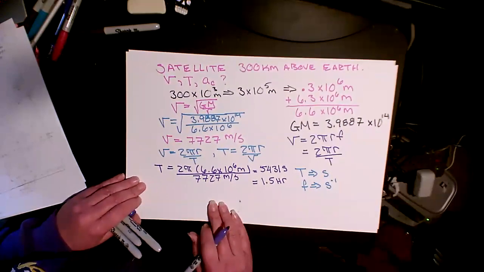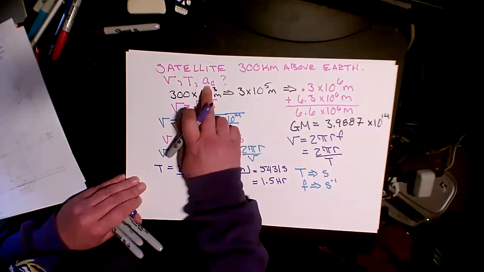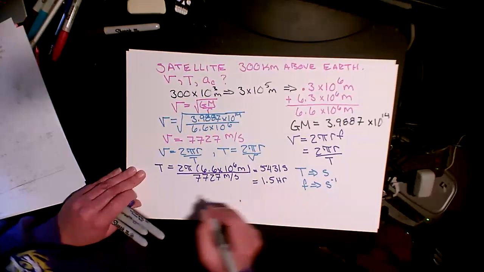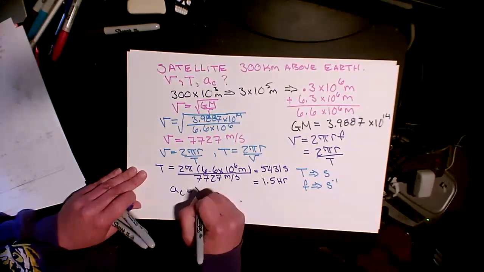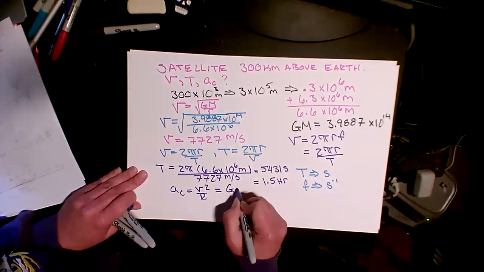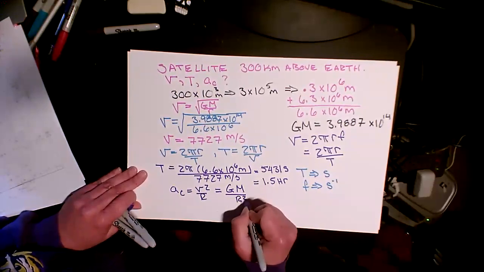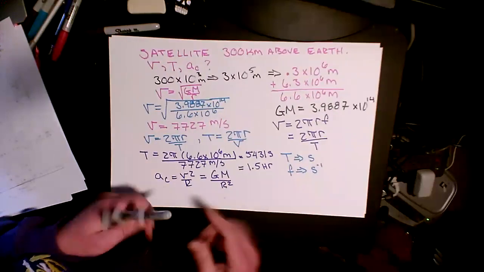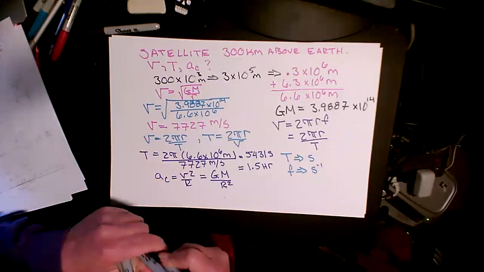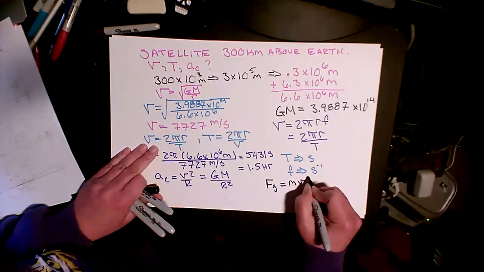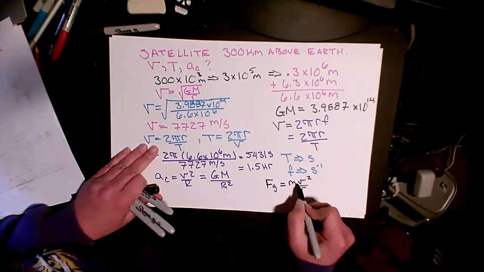So now what about the center-seeking acceleration? Another way to think about it is this gets me to g, because I can use a_c equals v squared over r, or another way to look at this is GM over r squared. How did I get to that? Well, let's think about this. I have my force of gravity equals my mv squared over r. This thing here is my a.